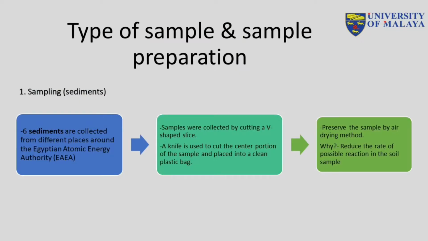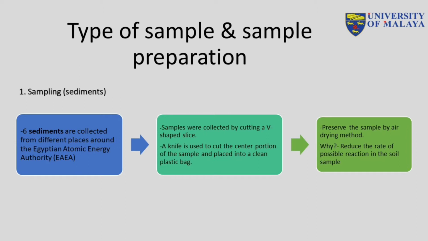So let's move on to the type of sample and sample preparation. Here we have two types of sample, which are sediments and also water. I will explain the sampling process for each of the samples, starting with the sediments. Here we have 6 sediments which were collected from different places around the Egyptian Atomic Energy Authority. They come from lake and also factory. The samples were collected by cutting a V-shaped slice. A knife is used to cut the center portion of the sample, which is then placed into a clean bag.